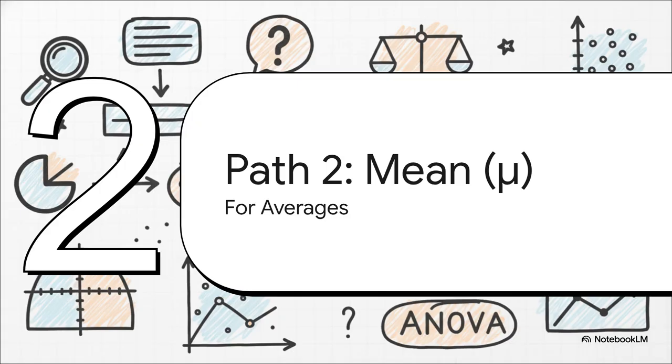All right, path number 2. Let's keep moving. So what if your data isn't about categories, but actual measurements? Things like height, weight, temperature, or time.